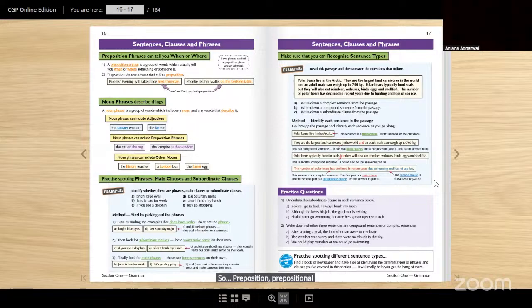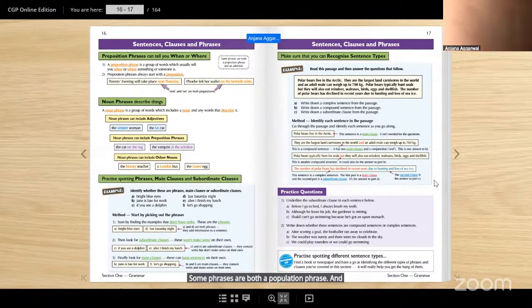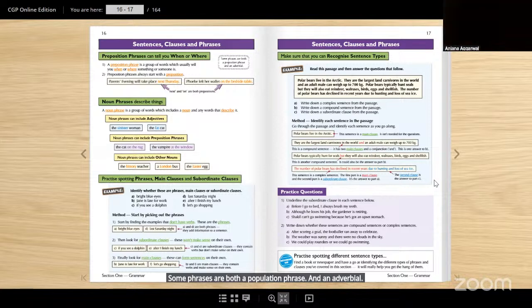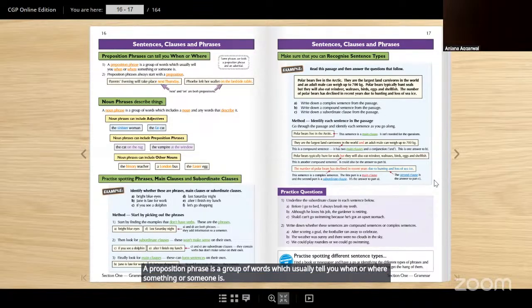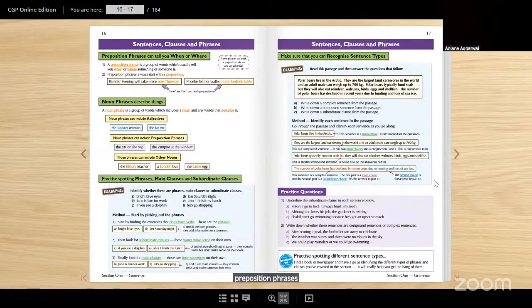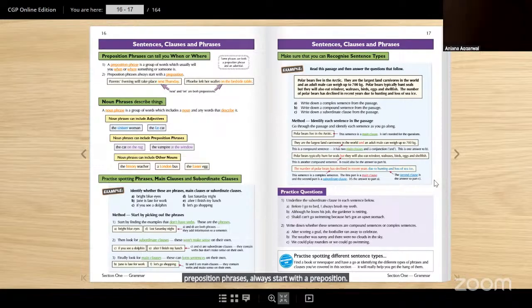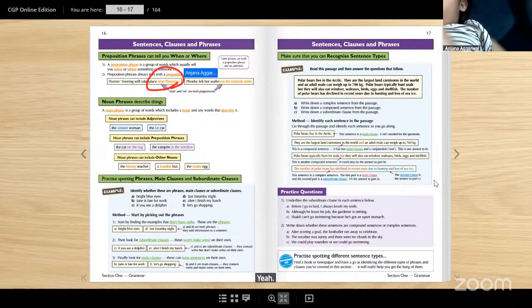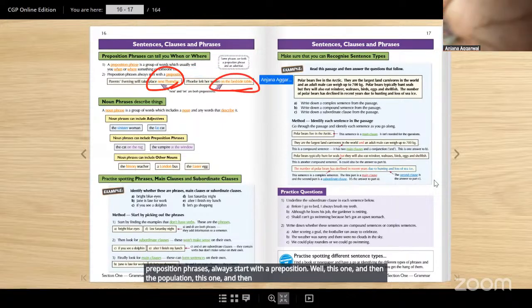Prepositional phrases can tell you when or where. Some phrases are both a preposition phrase and an adverbial. A preposition phrase is a group of words which usually tell you when or where something or someone is. Preposition phrases always start with a preposition. Well, this one ends in a preposition, so this one is wrong.